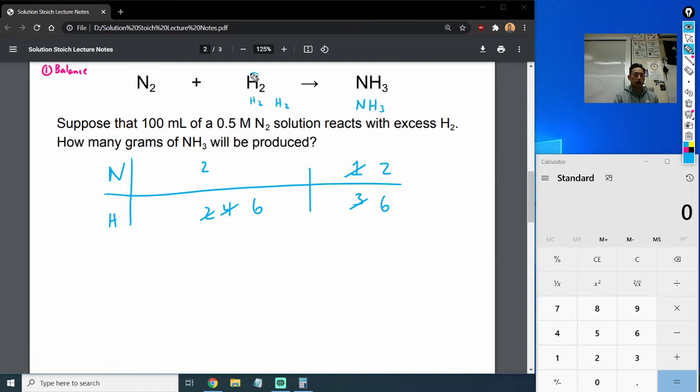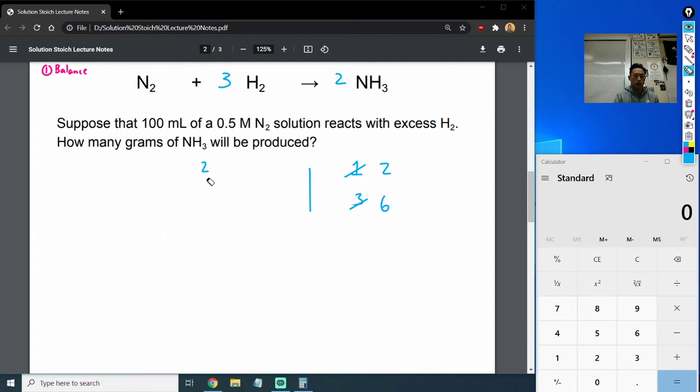For H2, we have 1, and then the 2 that we added, so we have 3 total. So the number I'm going to put in the front is 3. And then for NH3, there's 2 of them, so I'm going to write 2. Okay? So that's going to be our balancing. So we've balanced the chemical equation. Okay, so now we're going to go to step 2.